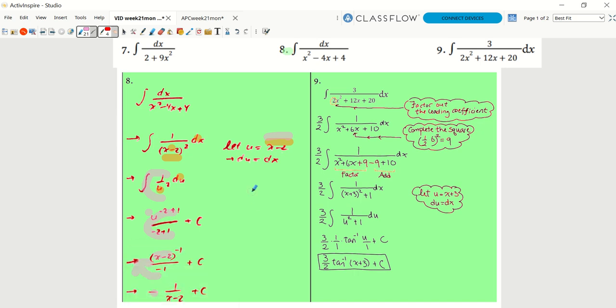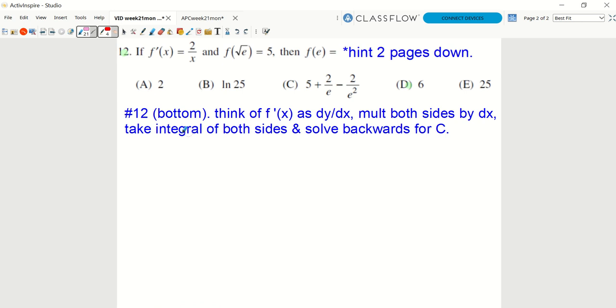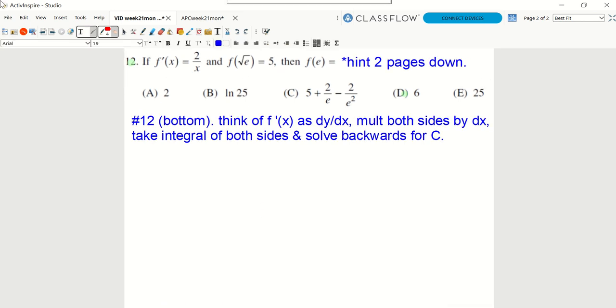Okay, now let's look at number 12. The hint says think of f prime of x as dy dx, and just multiply both sides by dx and take the integral of both sides. So here we go. I'm going to rewrite this as dy over dx equals 2 over x. And when you multiply both sides by dx, what you're going to end up getting is 2 over x.